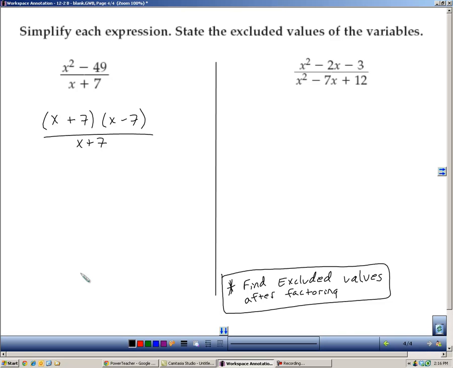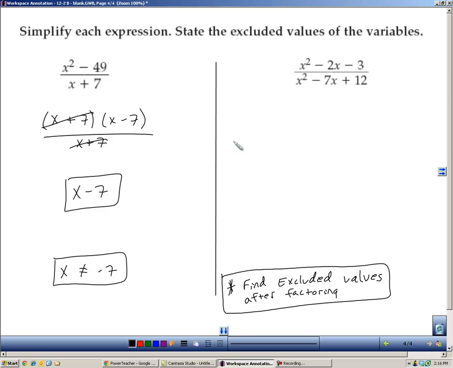So now that we've factored it, it's time to look for our excluded values. What values could I plug in for the denominator that would create a 0? Well, this one should be easy to see. It's negative 7. So we could say that x does not equal negative 7. That's the excluded value. Now we'll simplify. Because these are groups now, because they're binomial factors, I can cancel the x plus 7, leaving me with an x minus 7 as a simplified form. So this is the simplified form, and this is the excluded value.